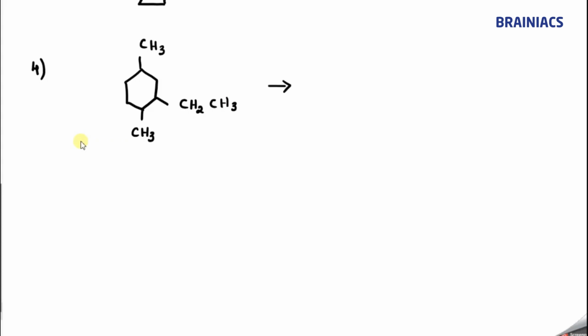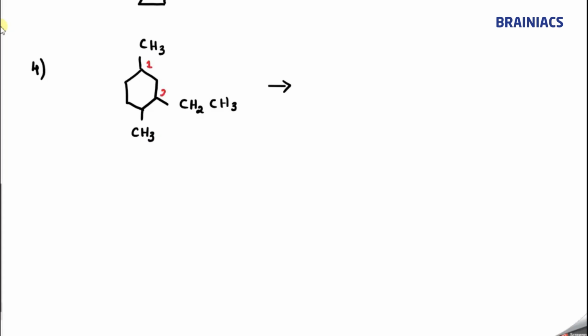So here you have a cyclic ring and you could see some substituents present at some parts of the ring. Now let's try to name this. Here the numbering is very important. We should give the numbering to the substituents in such a way that you get the minimum possible locant. So if I start the numbering from this position, I will draw it here.